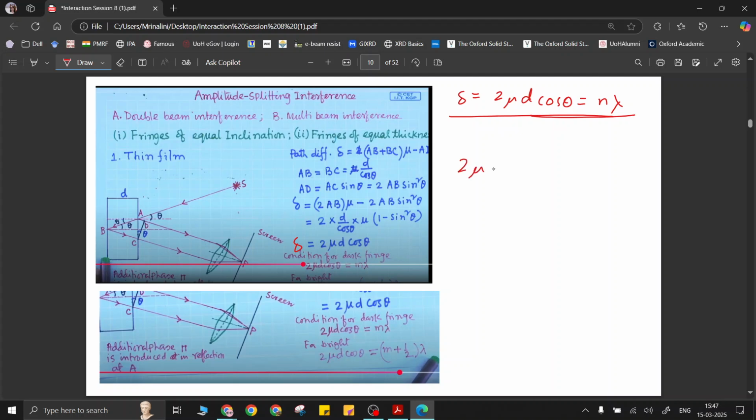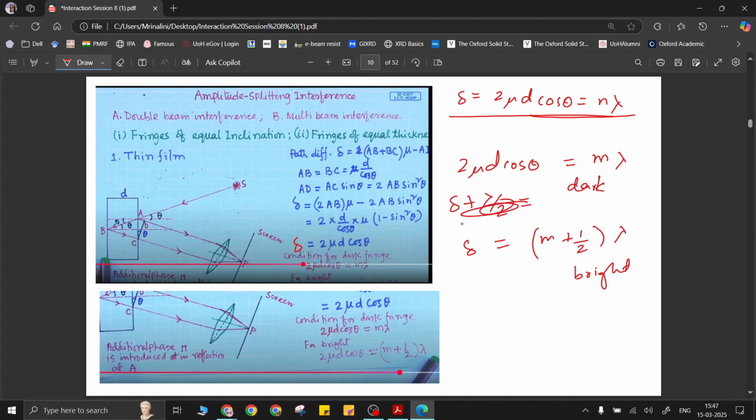Here 2 mu d cos theta will be equal to m lambda for dark fringe, and the path difference will be equal to m plus half times lambda for bright fringe. This is happening because the path difference here has an extra lambda by 2. So why are we getting this for a dark fringe? Because the path difference will have this extra lambda by 2.